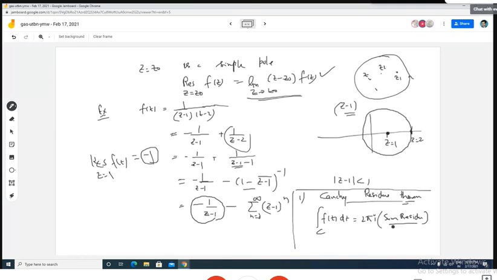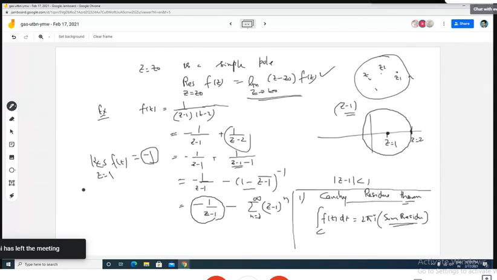Residues, sum of the residues multiplied by 2 pi i is equal to the value of the integral along this closed curve. So if this closed curve contains say n poles, the poles may not be simple, they can be of any order, but you have to calculate the residues at those poles, and you just add the residues multiplied by 2 pi i to get your integral. Let us take a simple example of this residue theorem.